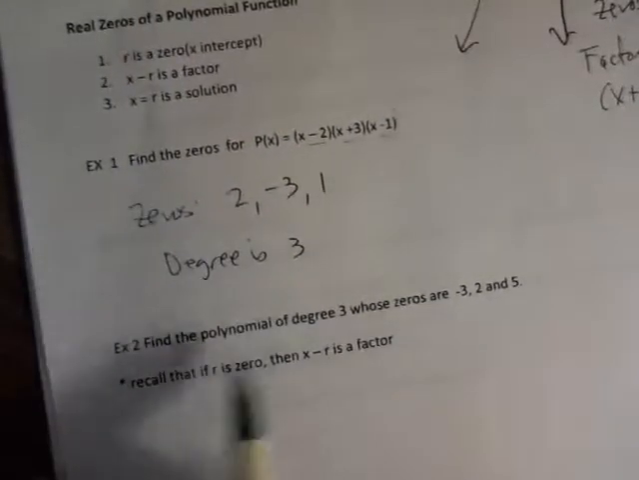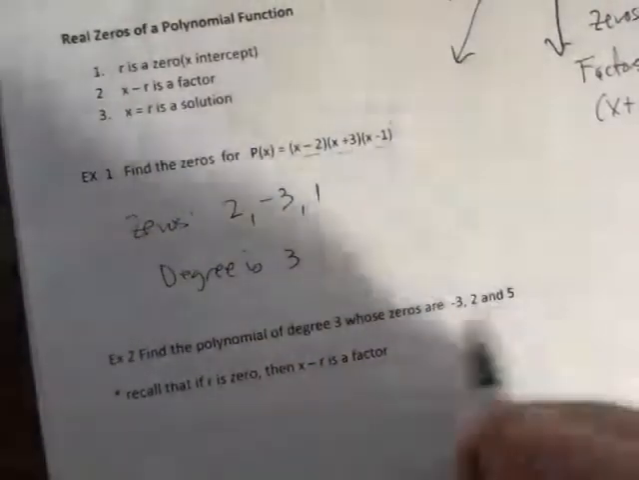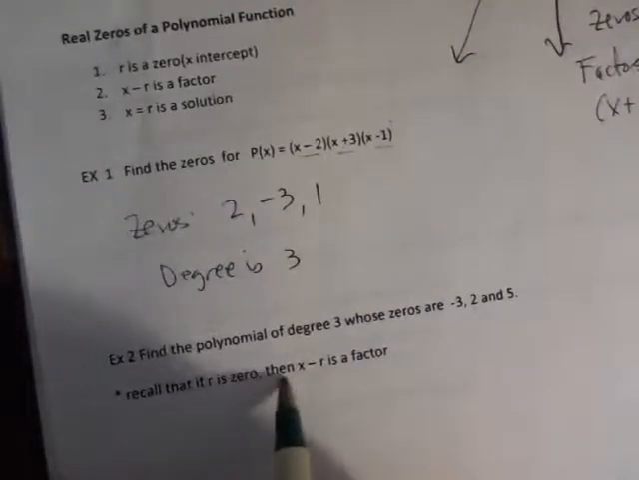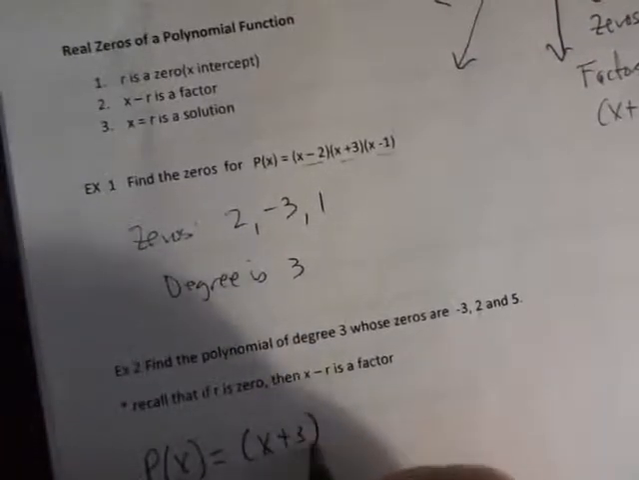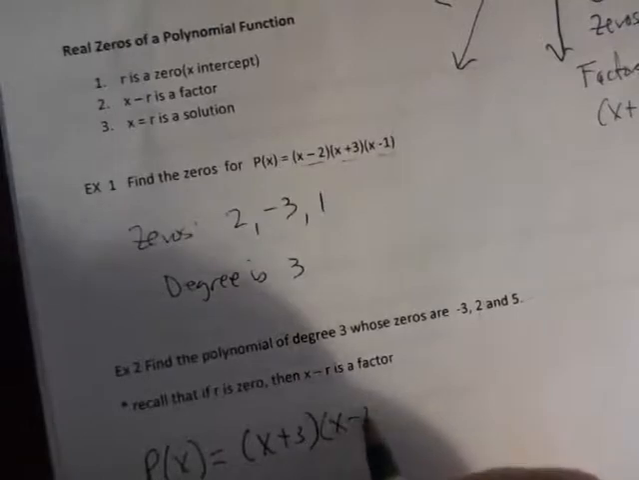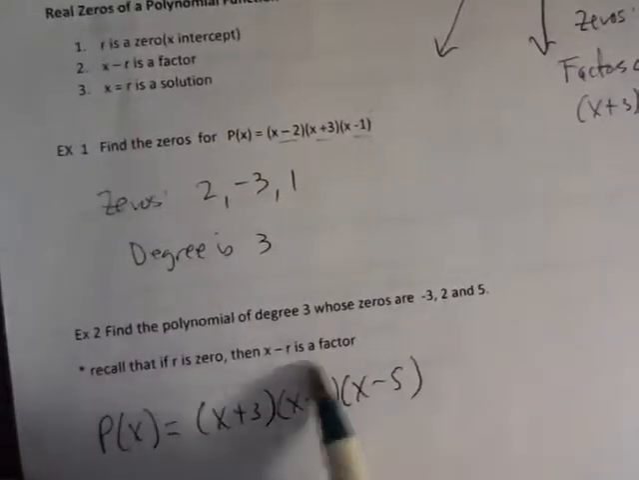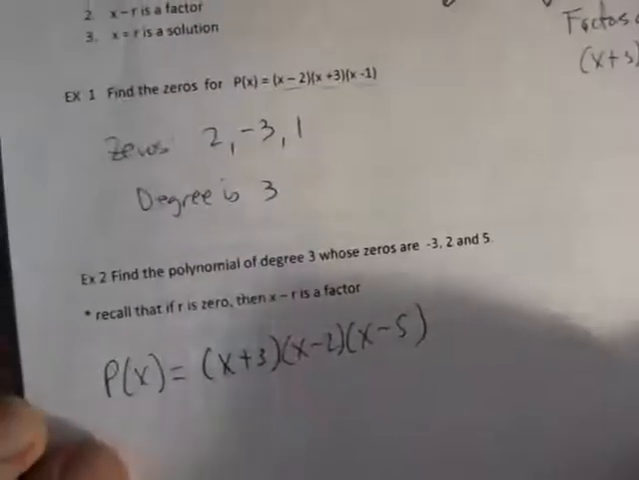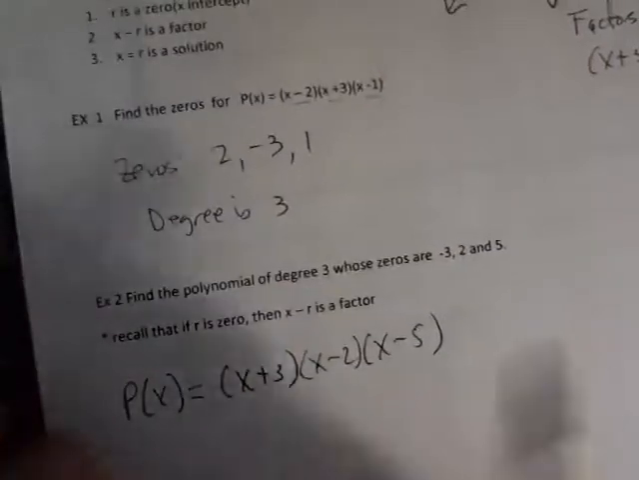Conversely, if we are given the zeros and I want to find the polynomial, well, remember, if r is a 0, x minus r is a factor. So my polynomial would be x plus 3 times x minus 2 times x minus 5. Opposite signs. Now, what we have to do now is expand this.